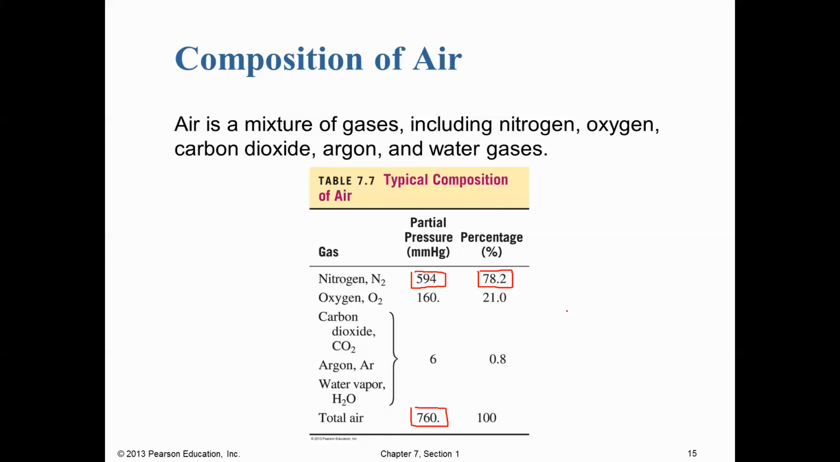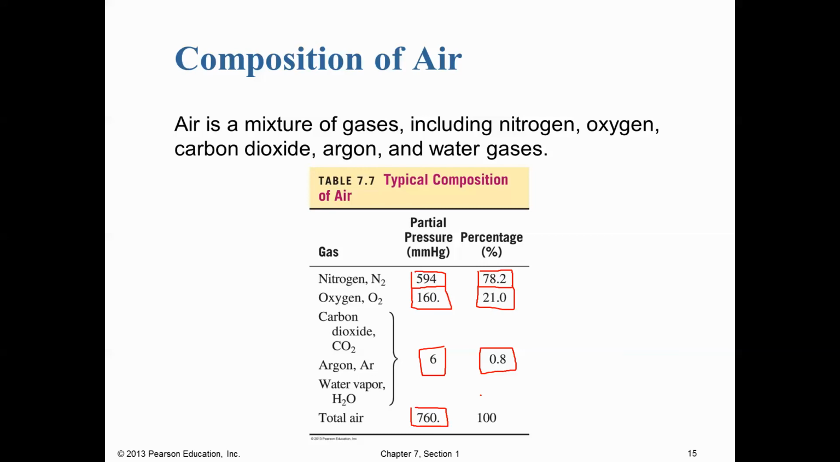which is where this 594 number comes from. And if 21.0% of our gas mixture is oxygen, that means that 21.0% of our total pressure will be the partial pressure of oxygen. So again, 21.0% of 760 gives us 160. And then finally, we have a mixture of trace gases, including CO2 and water and argon and methane and so on and so forth. That composes about 0.8% of the air, and that means that 0.8% of our pressure is going to come from this gas mix, or about 6 millimeters of mercury.